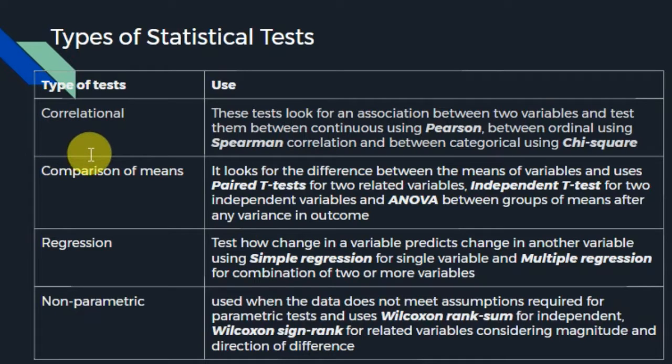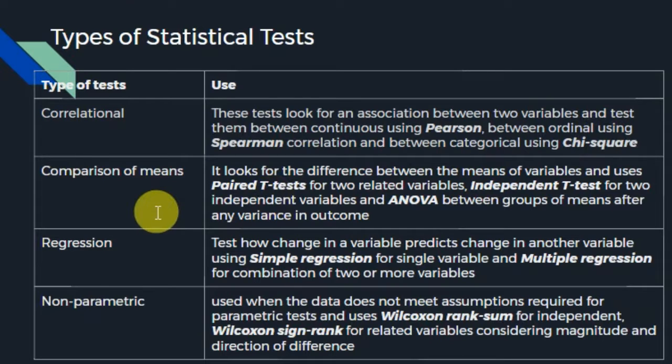Firstly, coming to correlation, it looks for association between two variables and we will be using the Pearson correlation between continuous variables, Spearman correlation between ordinal variables, and chi-square for categorical variables. Here the ordinal variables are a kind of categorical variables. The categorical variables are the variables which can be divided into categories like male and female. If there are two categories, then they are binary variables. If there are more than two, then they are nominal variables. And if there is a relation between these categories, then they are known as ordinal variables.